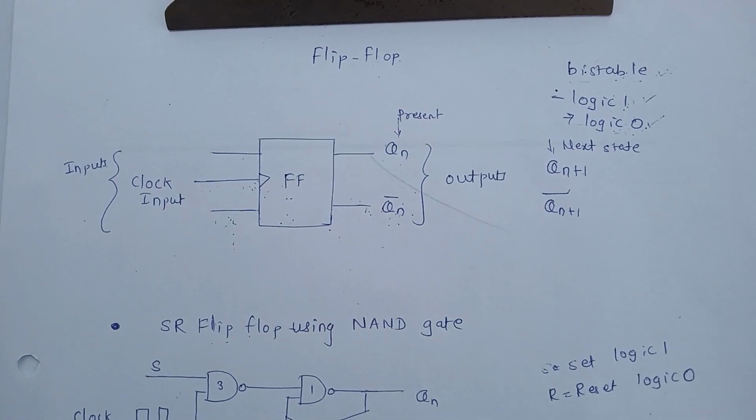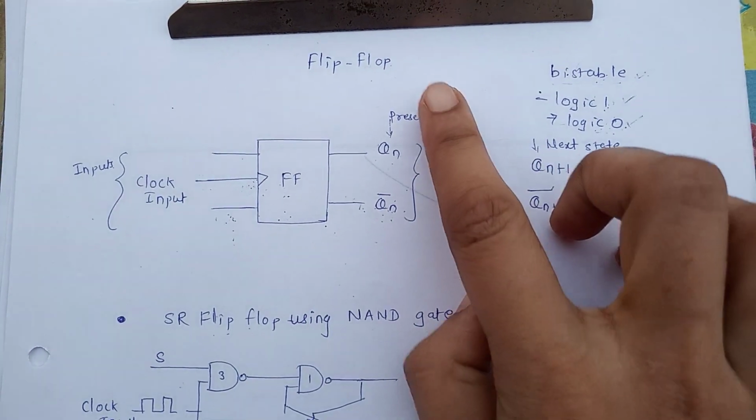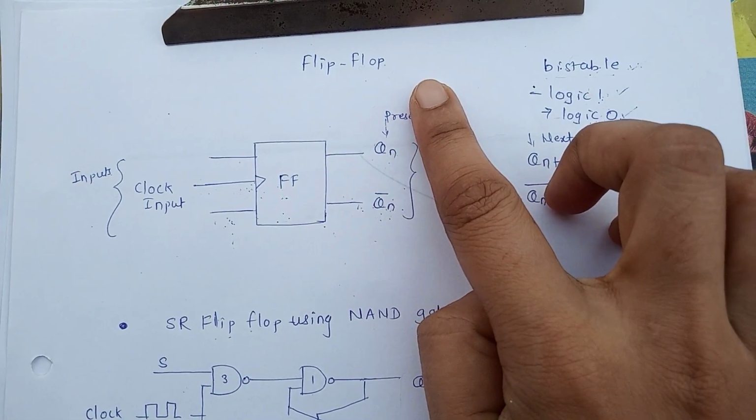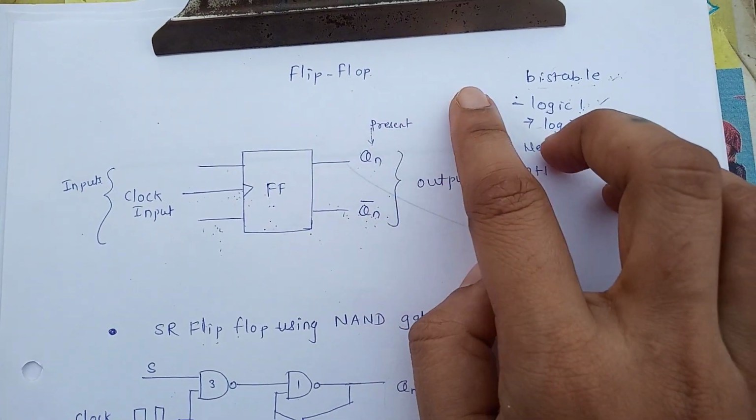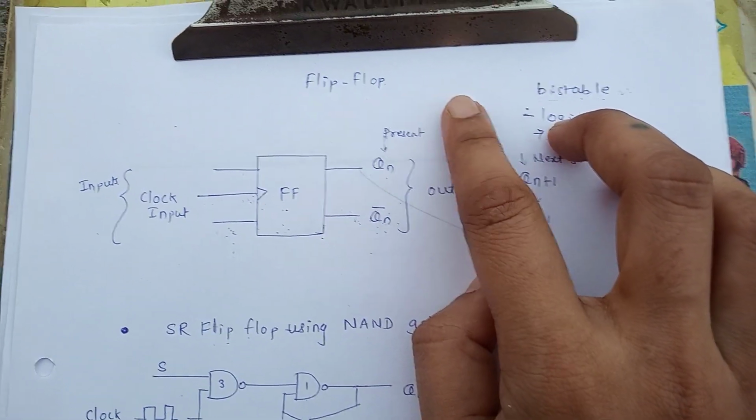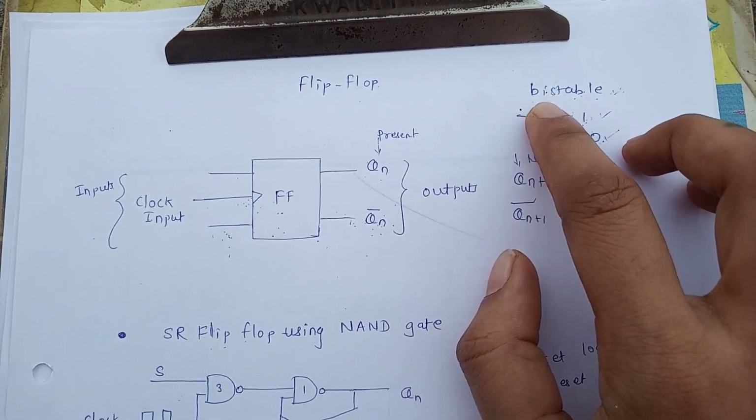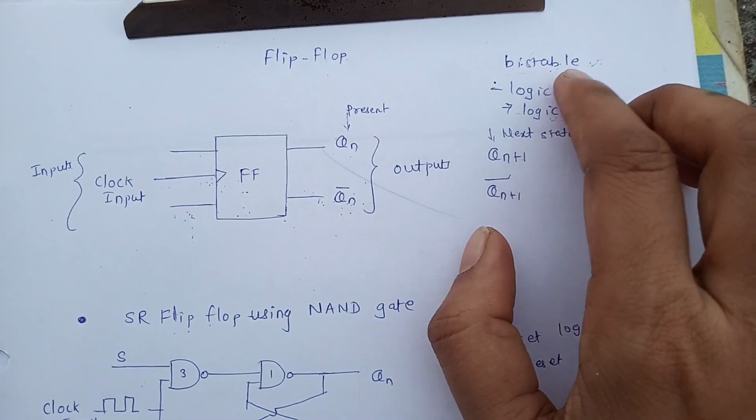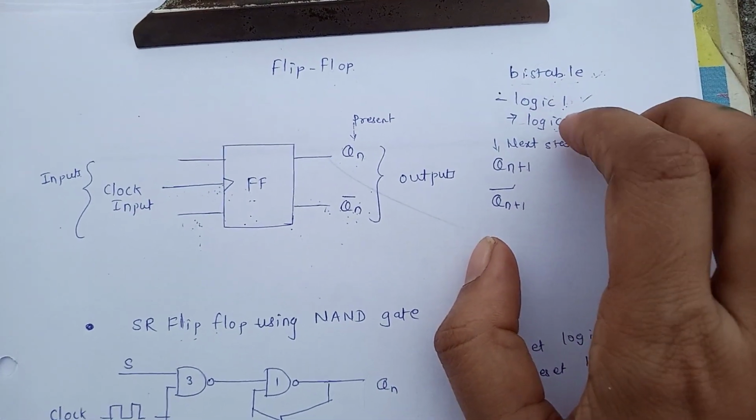Now we are going to see flip-flop. Flip-flop is a sequential circuit. Its present output depends on present input and past output. Flip-flop is a bistable digital logic circuit, means it has two stable states, logic 1 and logic 0.